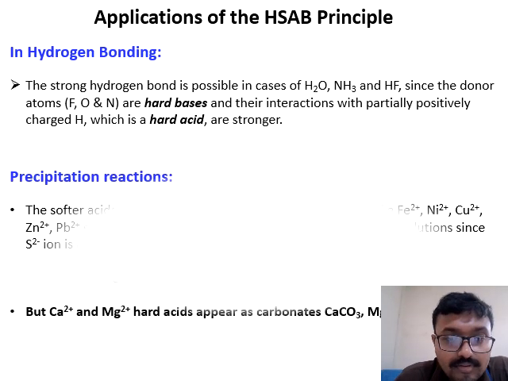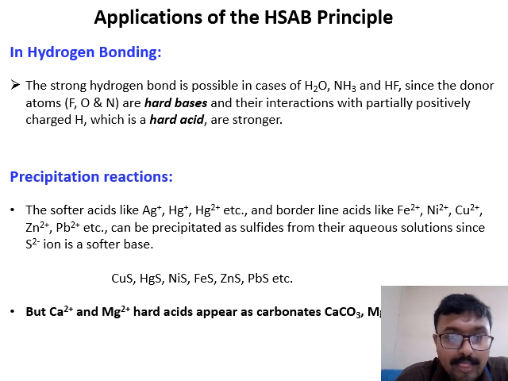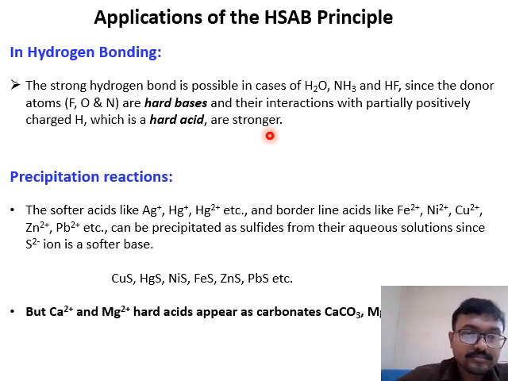Next one, in hydrogen bonding, strong hydrogen bonds are possible in the case of water, ammonia, and HF. Since the donor atoms fluorine, oxygen, nitrogen are hard bases, the interaction is with the positively charged hydrogen, which is a hard acid. So in hydrogen bonding the donor atom is fluorine, nitrogen, or oxygen, right? Because they are hard bases, and H plus is a hard acid. Because of that, we get strong hydrogen bonds.